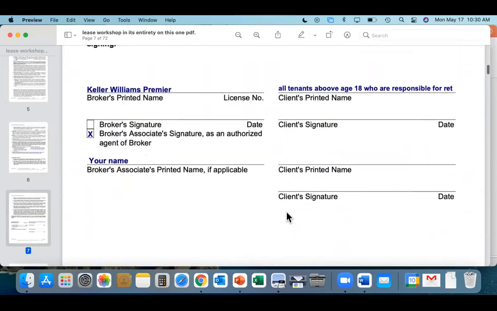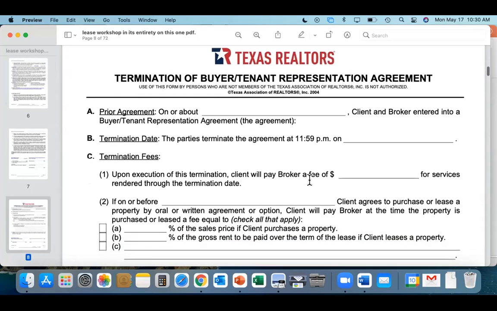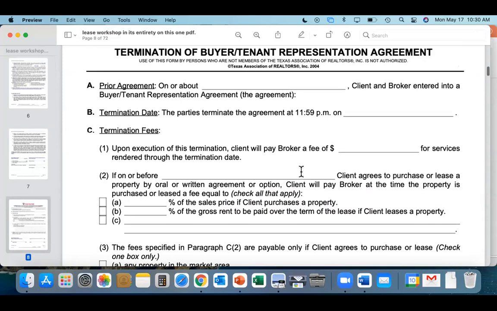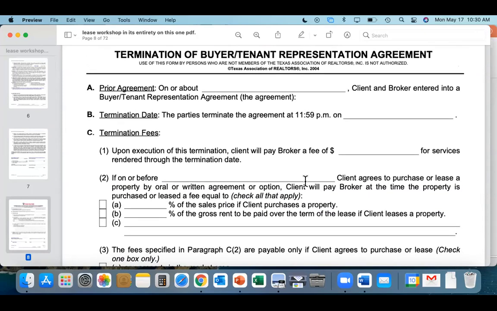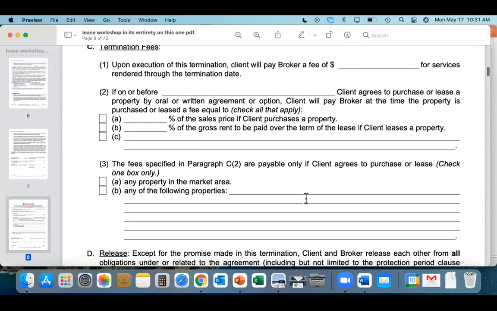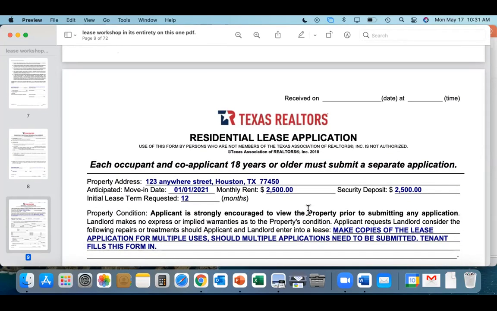Okay. And then just so that you guys know, we do have a termination of a buyer tenant rep agreement. A lot of folks don't even know that you can terminate the buyer rep agreement. And so there is a termination for that. If anybody needs a copy of the contracts. So in the event that you have a buyer that no longer wants to use your services anymore, we do have a termination that needs to be filled out. And just so that you guys are aware.